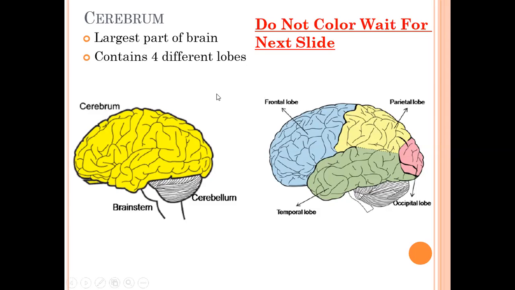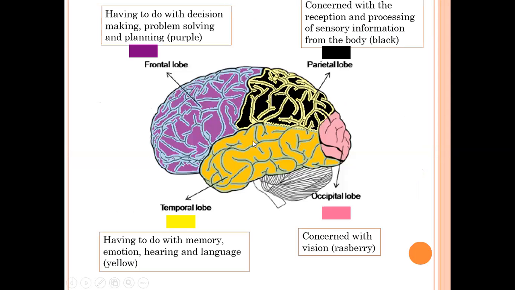The cerebrum is made of 4 parts: the frontal lobe, the parietal lobe, the temporal lobe, and the occipital lobe. We're going to go over what they do on the next slide. And do not use these colors. I just pulled this picture off the internet, so don't use those colors. Use the colors on the instructions.